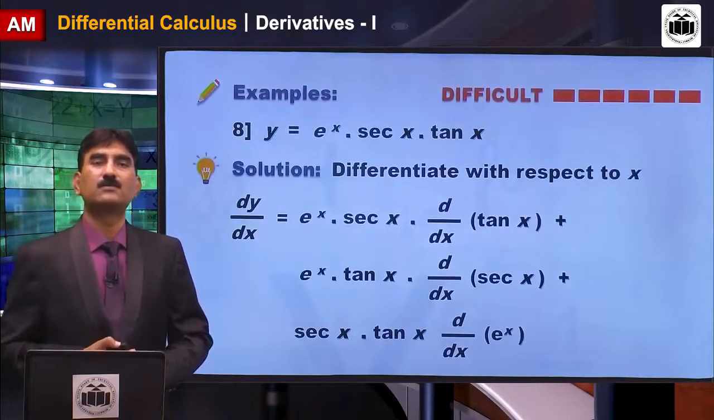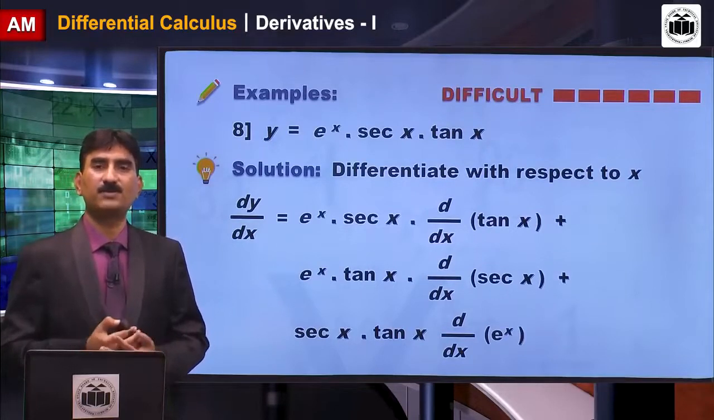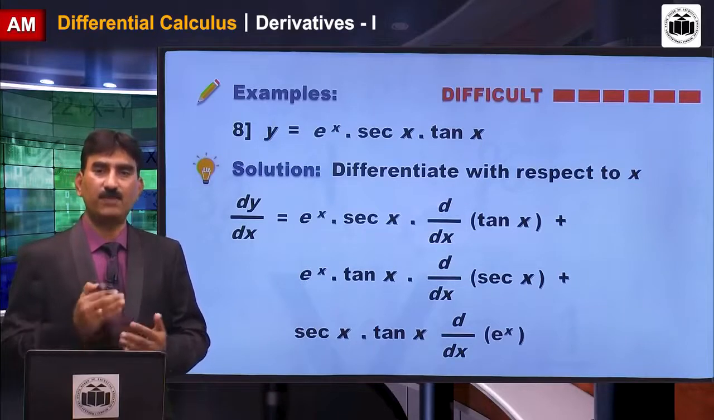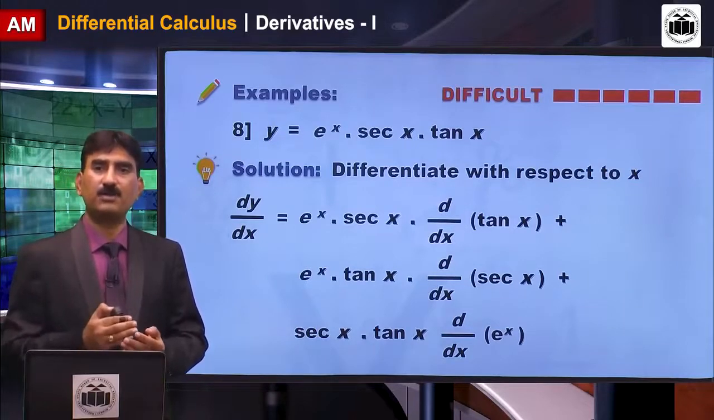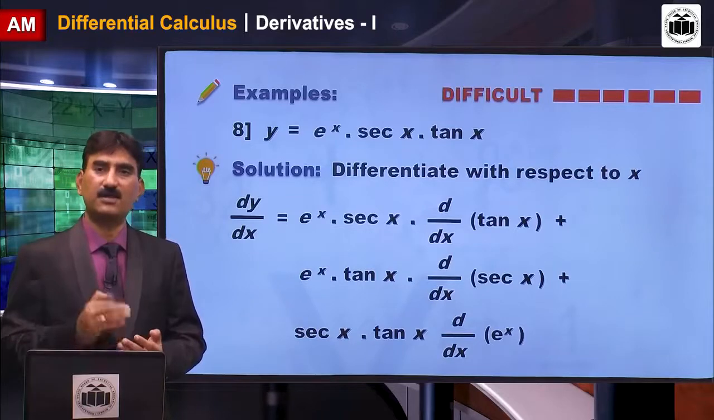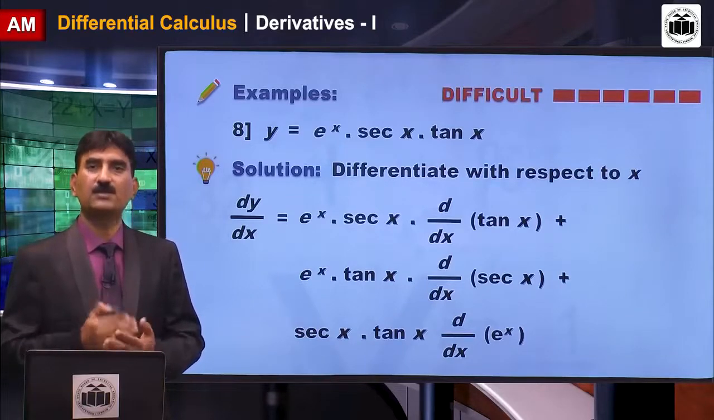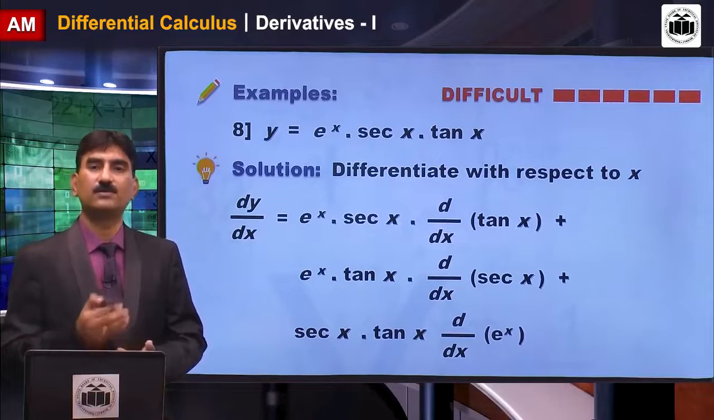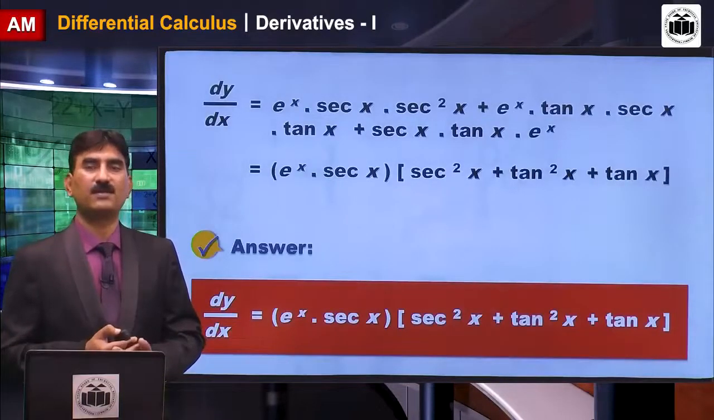Now in this case, y is expressed as a product of 3 functions. So how do you apply the chain rule? e raised to x tan x sec x, you take the derivative of sec x first, plus keep e raised to x sec x as it is, derivative of tan x, plus keep tan x sec x as it is, derivative of e raised to x. So this is the final answer.